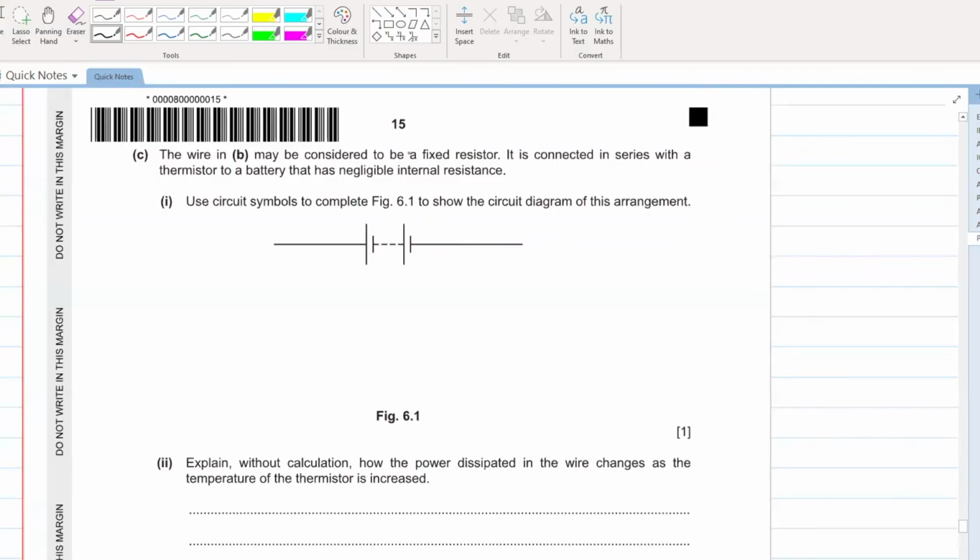The wire in B may be considered to be a fixed resistor. Perfect. It is connected in series with a thermistor to a battery that has negligible internal resistance. Use circuit symbols to complete figure 6.1 to show the circuit diagram of this arrangement. So the wire behaves as a fixed resistor. So what can you draw? You can draw a fixed resistor and a thermistor like this. This is your fixed resistor and this is your thermistor. Simple as that.